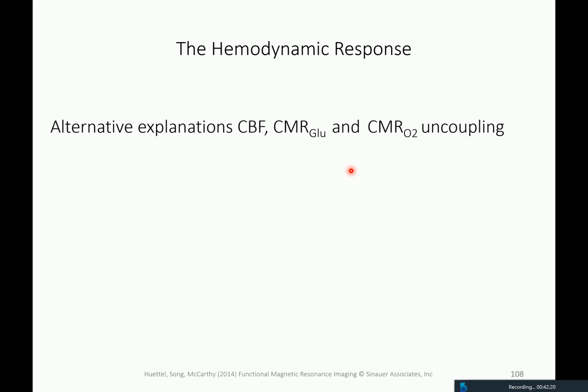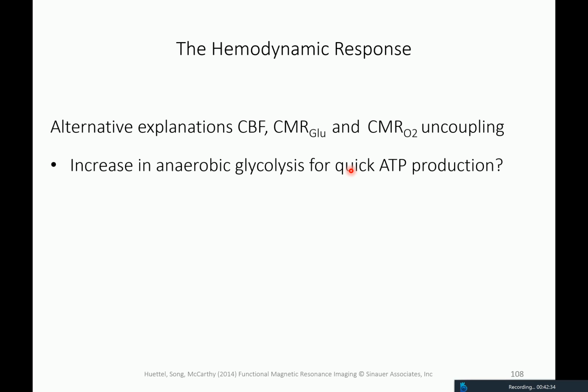There are other explanations why this uncoupling happens and why oxygenated hemoglobin is more prevalent than deoxygenated hemoglobin under activation. And these other theories are the following. Maybe it's not only the astrocytes, but in general an increase in the anaerobic glycolysis for quick ATP production, so that all the cells in a certain area, including the neurons, feel like, wow, we are active, we need quick ATP, let's do anaerobic glycolysis, let's eat up glucose, but let's not bother with the mitochondrial electron chain, so that we quickly get some ATP.